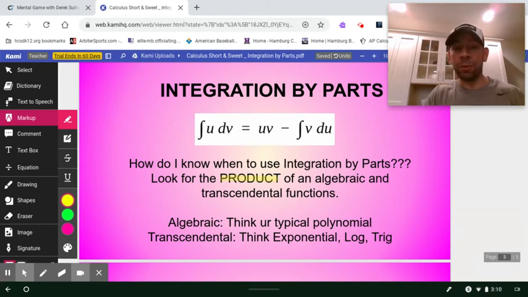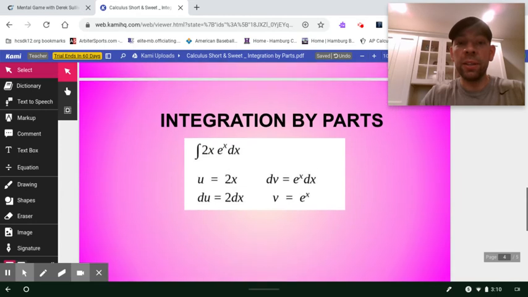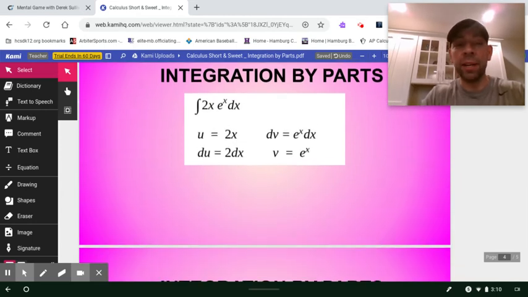Now, when we say algebraic, just basically think of your typical polynomial like an x or a 3x or an x squared. And then a transcendental is essentially anything that's not algebraic. It's this all-encompassing group, a lump sum of all your exponential functions, your log functions, your trig functions, everything else.